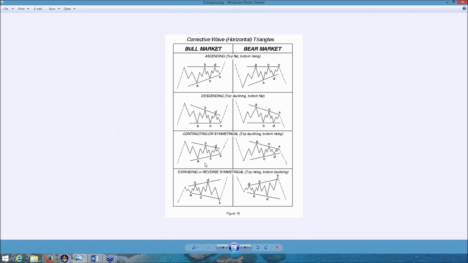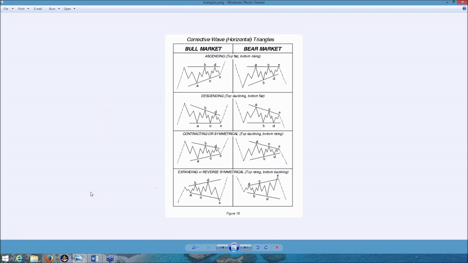It's compression. Here's a contracting or symmetrical triangle. And actually, we had one of these in ES very recently, and I'll show you that in a second. This is just theoretical. The actual practice of trading a triangle is a little different than this, of course. This is idealistic. But you get the compression in price, you get the compression in RSI, and then you get a thrust out of a triangle. That typically marks the end of a move, usually.